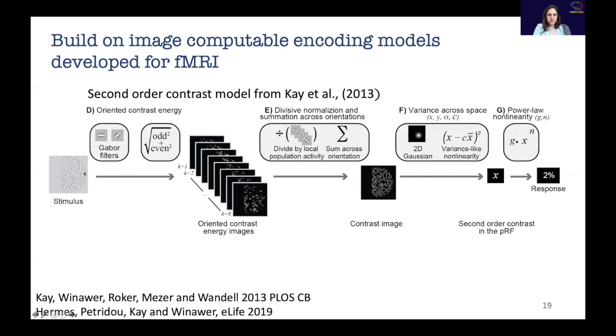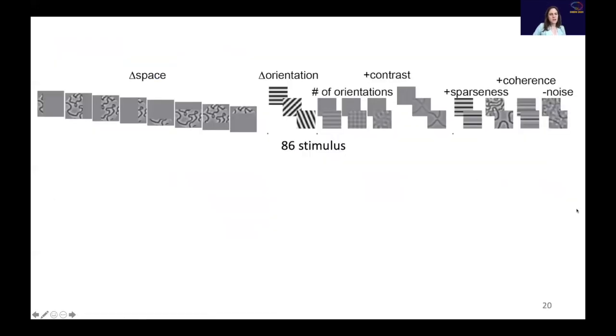They filter the stimuli with Gabor filters to compute oriented contrast energy for different orientations, and apply divisive normalization and summation across orientation to calculate a contrast image. Then they estimate the population receptive field with a 2D Gaussian and apply several nonlinearities to predict the response measured in fMRI. And they used a large set of 86 different stimuli that vary across space.